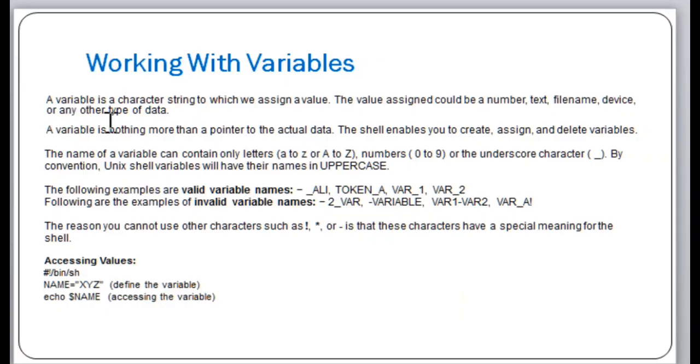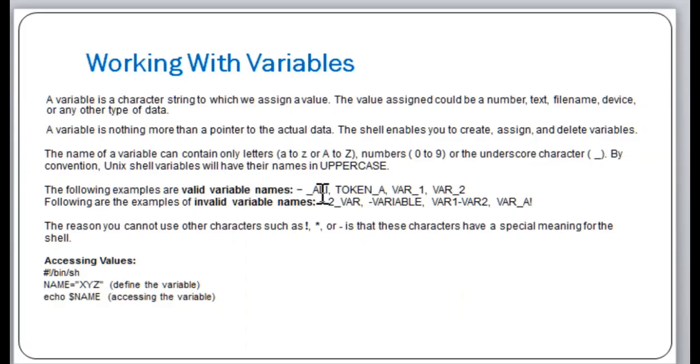A variable is nothing more than a pointer to the actual data. The shell enables you to create, assign, and delete variables. The names of variables contain only letters, A to Z or capital A to Z, numbers 0 to 9, or the underscore character. By convention, Unix shell variables will have their names in uppercase. So those HOME and SHELL and USER variables are always going to be uppercase. The following examples are valid variable names.